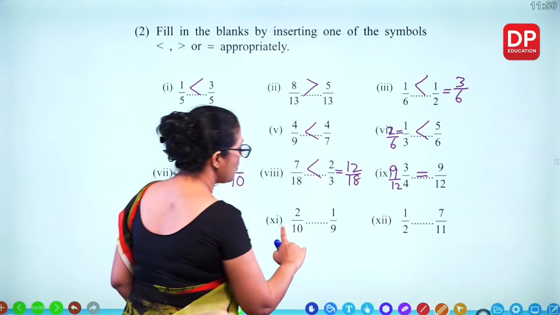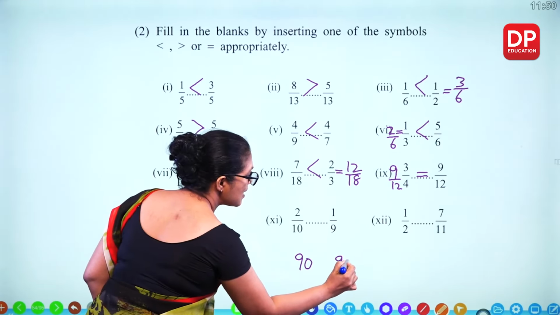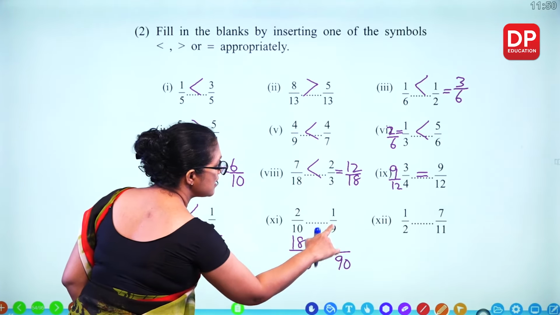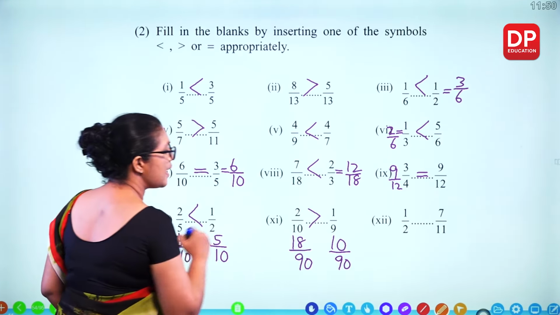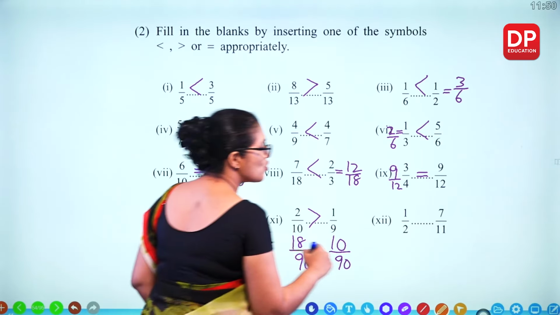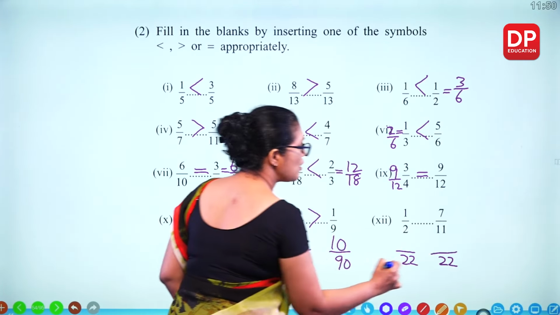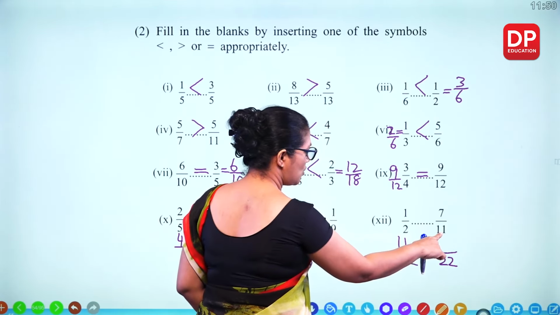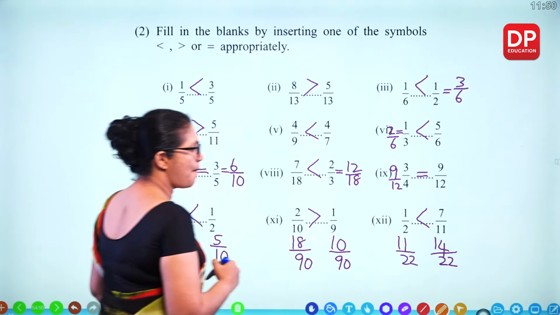This one you have to convert to the same denominator. 90 is the same denominator. 9 times 2, 18. 10 times 1, 10. So which one is bigger? 18 is bigger than 10. 2 and 11, I can convert to 22 as the common denominator. 11 times 1, 11. Here 2 times 7, 14. So 14 is bigger here.